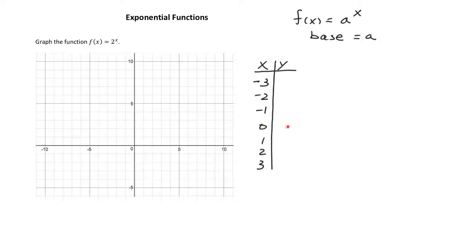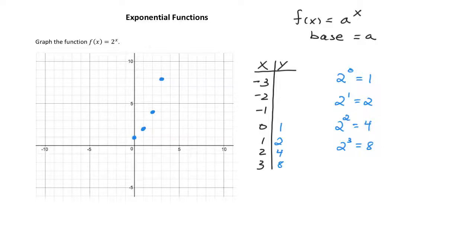So maybe I'll start with looking at 0. The function at 0 is 2 to the 0, and that's equal to 1. So at 0, we get 1 back. If we look at 2 to the first, okay, that's just 2. So at 1, we get 2. 2 squared is 4. And 2 cubed is equal to 8. So I've plotted those points on this graph.